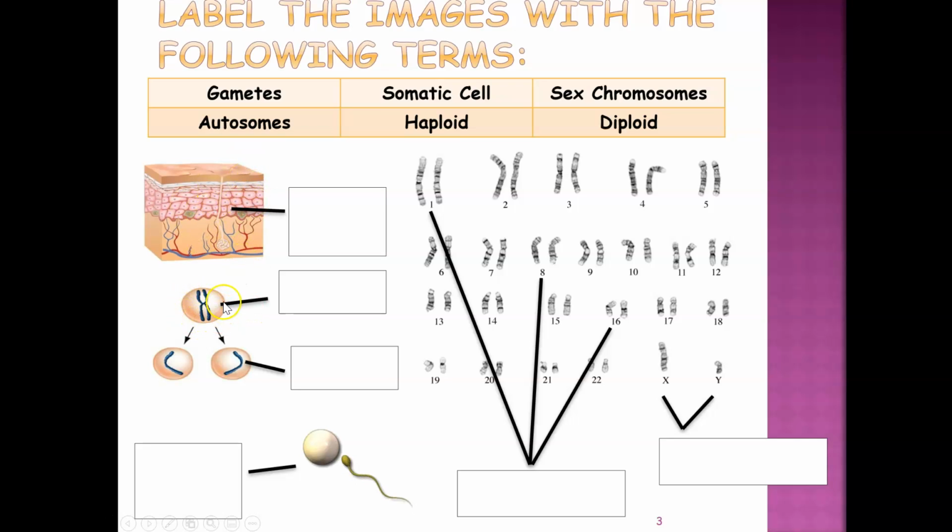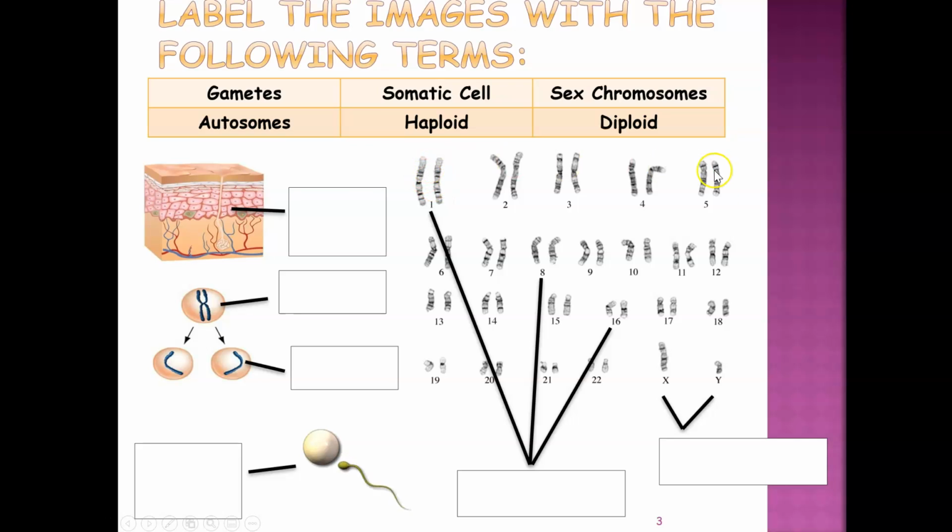This is going to be a regular body cell, a somatic cell that basically divides to produce those gametes. Okay, the gametes are haploid. They have half the number of chromosomes, and the body cell is diploid, right? So this term over here would be diploid. This would be haploid. And this is the egg, this is the sperm cell, and both types of cells are known as gametes.